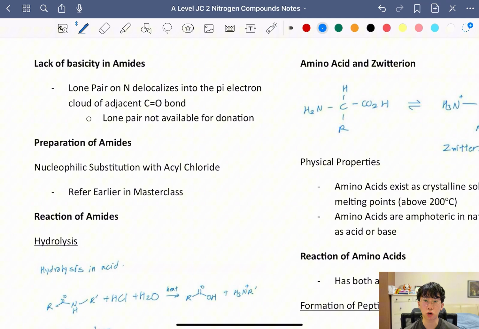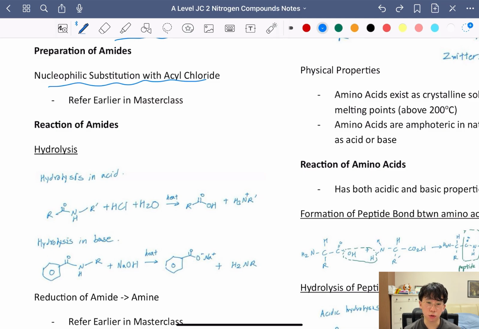Next up, it's important to understand why there's a lack of basicity in your amides. While amides are nitrogen compounds and there's a lone pair on the nitrogen atom, you must realize that the nitrogen atom lone pair is delocalized into the pi electron cloud of the adjacent C=O bond. And this delocalization is actually really strong, even stronger than in your phenylamine. So the nitrogen lone pair is really just not available for donation at all, and therefore there's a lack of basicity.